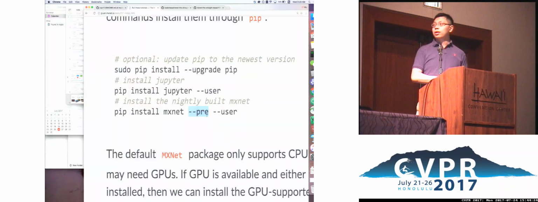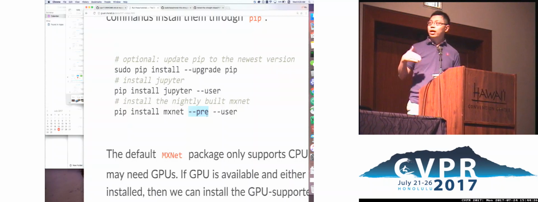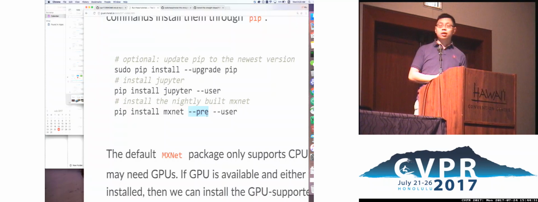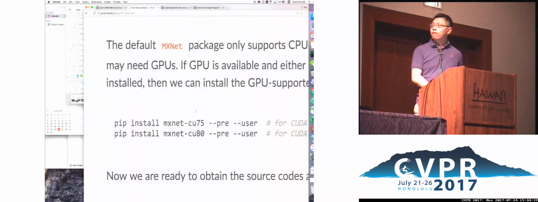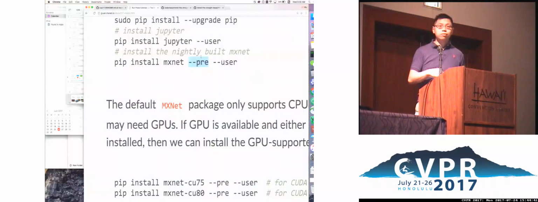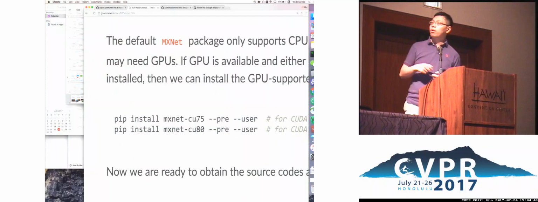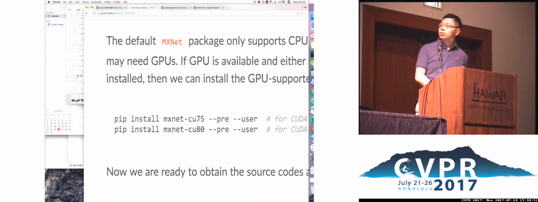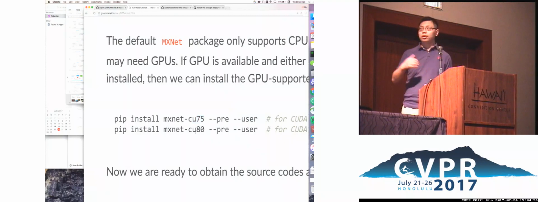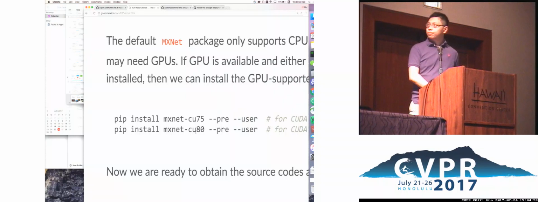Because the new interface is not in the stable release yet, we will add it into the next stable release. So currently you can only use the nightly built MXNet. This one installs the GPU version, while this one is the CPU only version. If you have a GPU installed, for example if you have CUDA 7.5, you can install MXNet-cu75. If you have CUDA 8.0, then you can install the corresponding version.